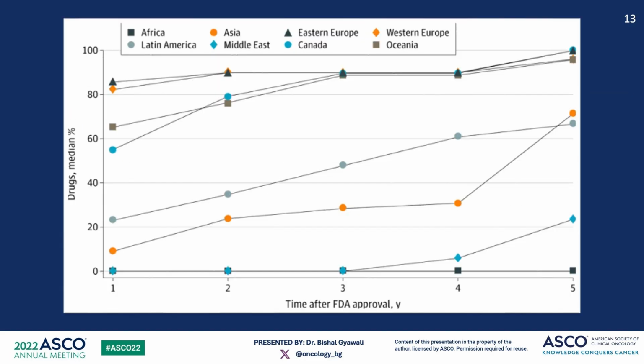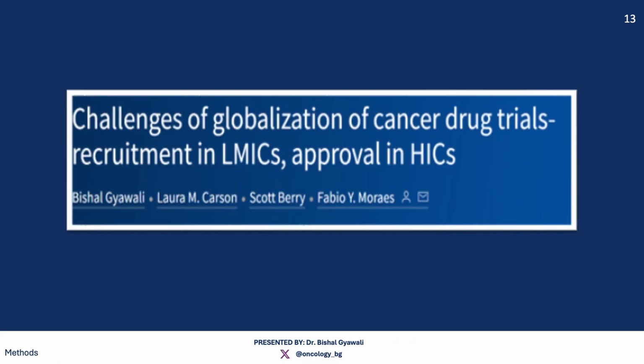If you look at the graph of Africa, this is quite telling. Up to 5 years after the FDA approval, 0% of these drugs were available in Africa. That means patients from Africa participated in these trials, got the drug approved by the FDA, but even 5 years later, none of these drugs are available in Africa. So we have written a number of papers about this, the challenges of globalization of cancer drug trials. And again, I would encourage you to read this.